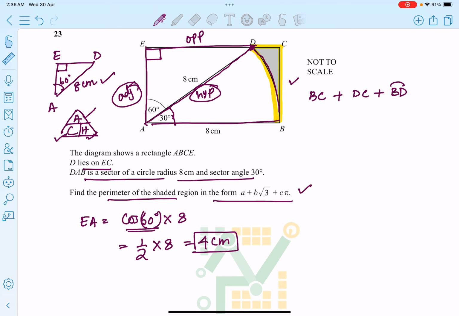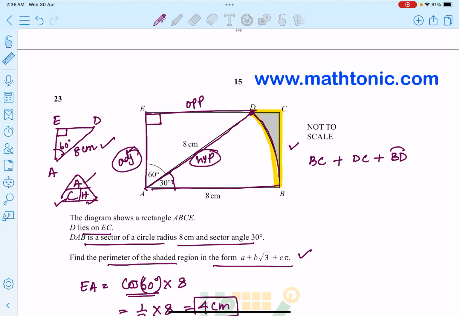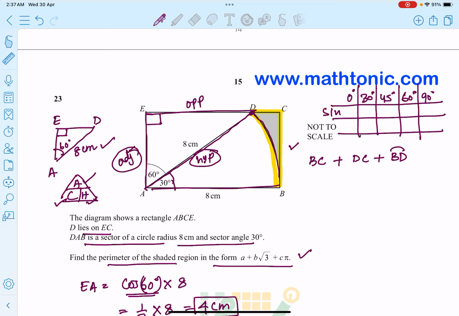Did you get it? Let me give you a brief note about how to remember the angles. We have to remember at least these angles: 0 degree, 30 degree, 45 degree, 60 degree, and 90 degree. If I talk about sine, sine 0 equals 0, sine 30 is 1 over 2, sine 45 is 1 over root 2, sine 60 equals root 3 over 2, sine 90 equals 1.